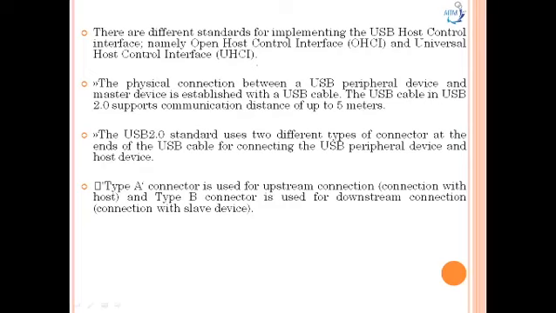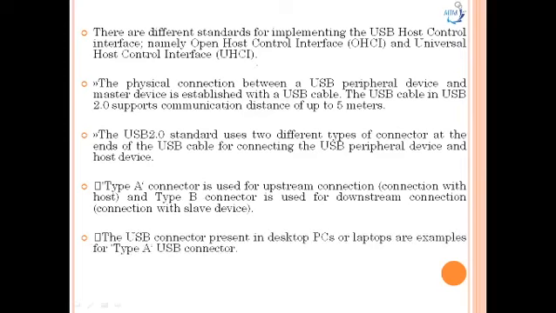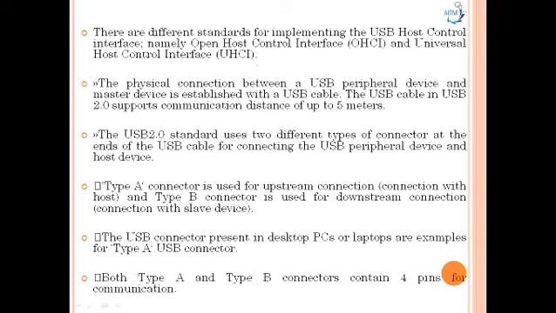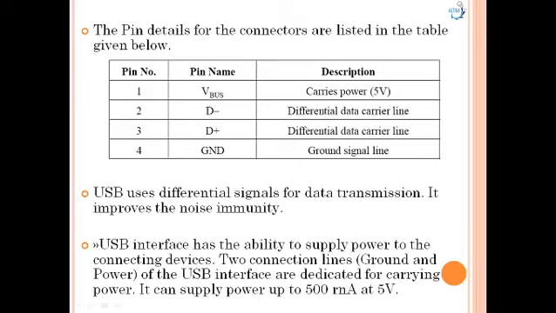So it has two types, type A and type B. Type A is used for connection with the host, and type B is used to connect with the slave devices. The USB connectors present in a desktop PC or laptop are examples of type A USB connectors. Both type A and type B connectors contain 4 pins for communication. The pin details for the connectors are listed in the table given below.